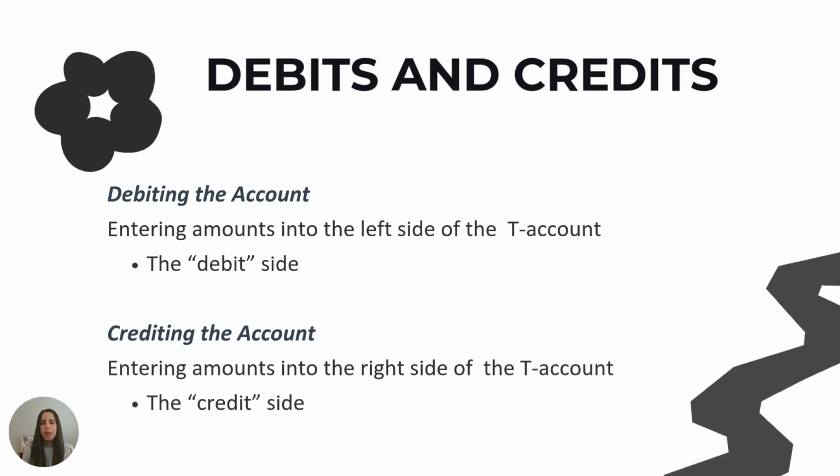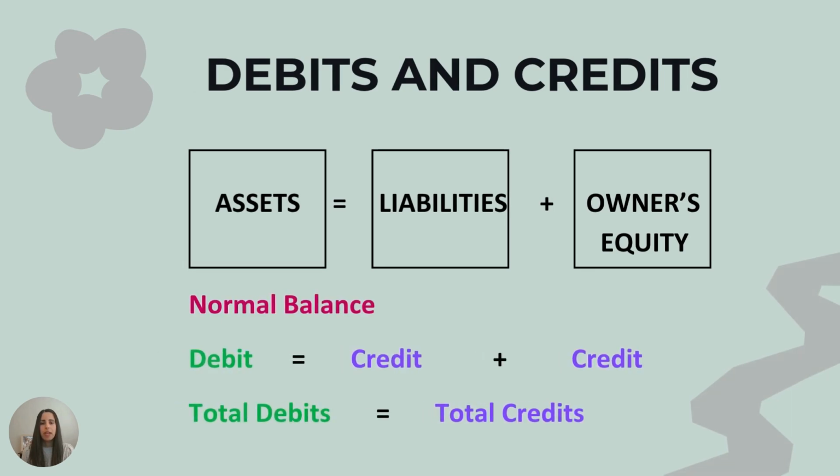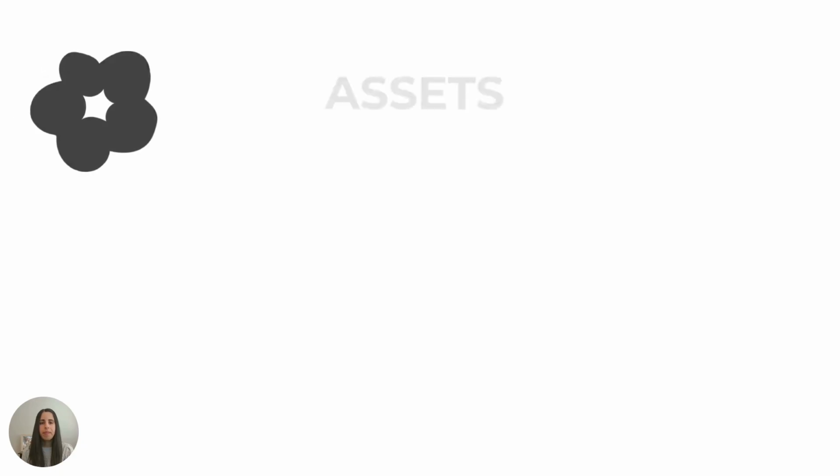Now, the question is, how do we know where to enter the amounts? It's going to depend on the actual account itself. There's a normal balance depending on whether the account is an asset, liability, or owner's equity account. If it's an asset, normal balance is going to be on the debit side. If it's a liability or owner's equity, normal balance is going to be on the credit side. Recall the accounting equation where assets equal liabilities plus owner's equity. That means all of our debits will also equal all of our credits.